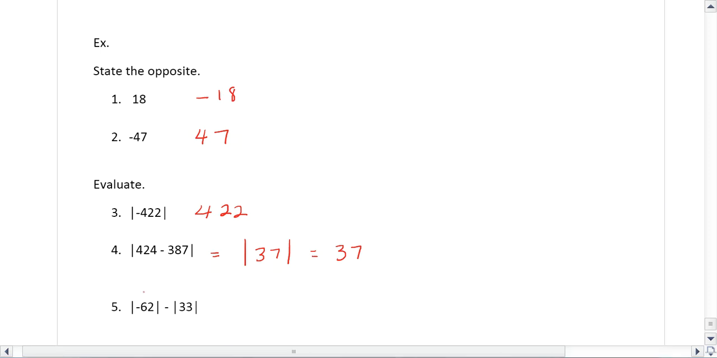All right, in example 5, again we have to simplify inside this absolute value first. The absolute value of a negative 62 is a positive 62. This subtract sign is not inside of an absolute value, and so it doesn't change, it just stays a subtract sign. And the absolute value of 33 is 33. And so we need to just take 62 minus 33, and we get 29.